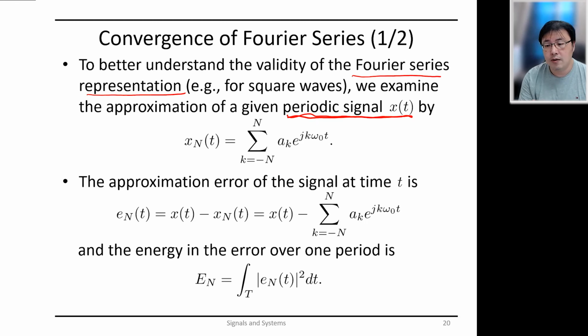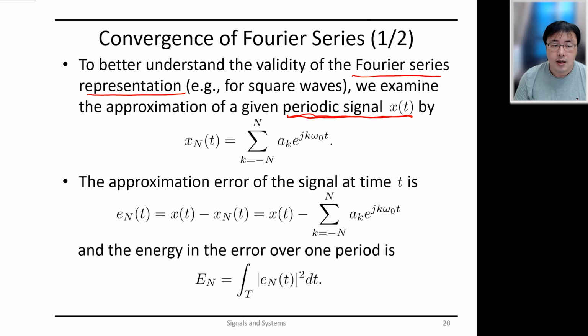You can refer to this as the truncated Fourier series. We just truncate it to capital N. So we denote this by x sub capital N of t. Suppose we take this x sub capital N of t as an approximation of this periodic signal x of t.